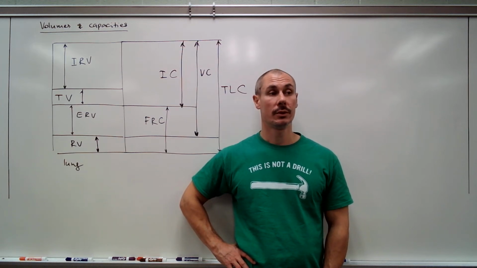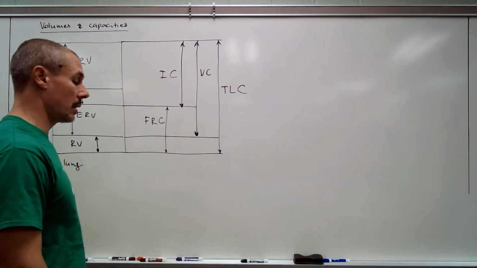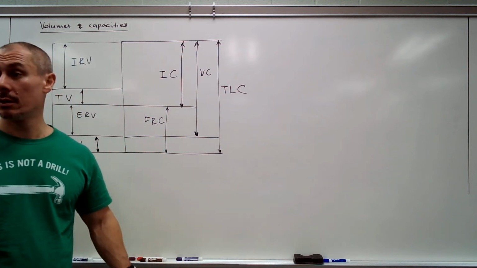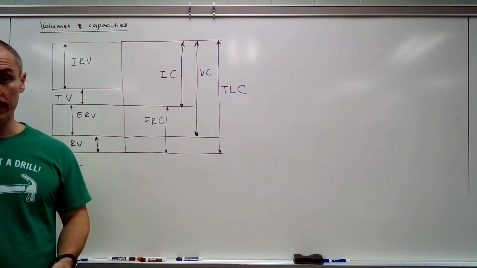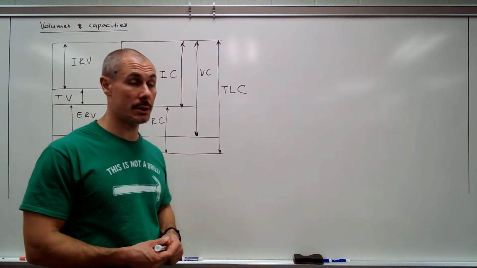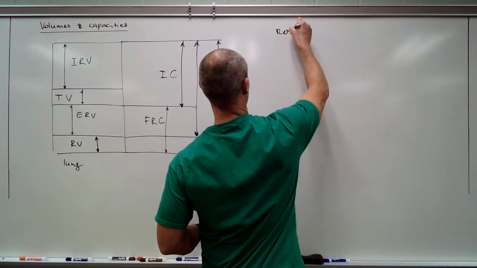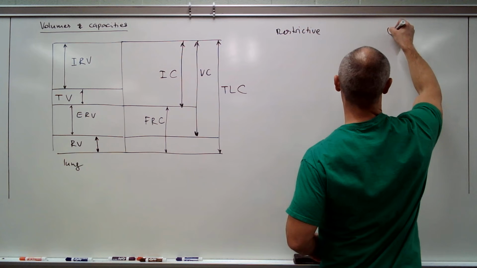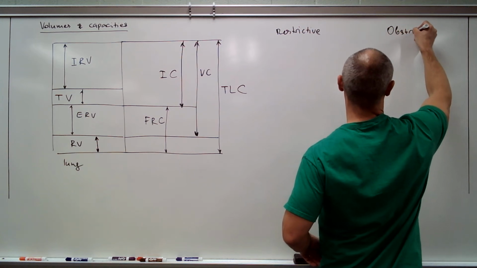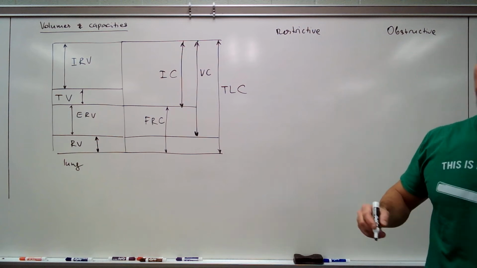Now, a few more things, a few more volumes. So, first of all, this gives us a sneak peek into why these capacities and volumes are so important. Because this allows us to distinguish between restrictive lung disorders and obstructive disorders. So what is the difference between the two?